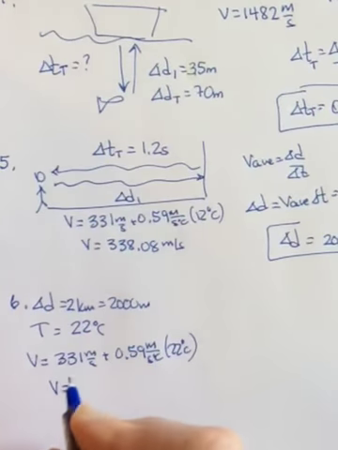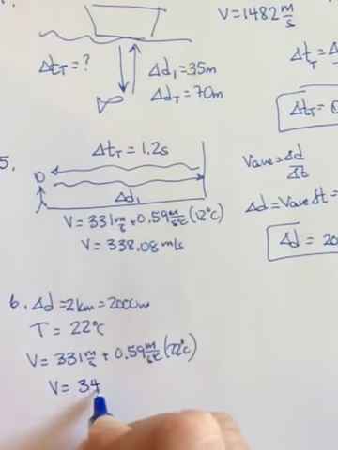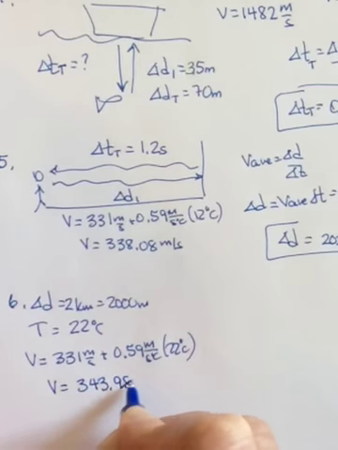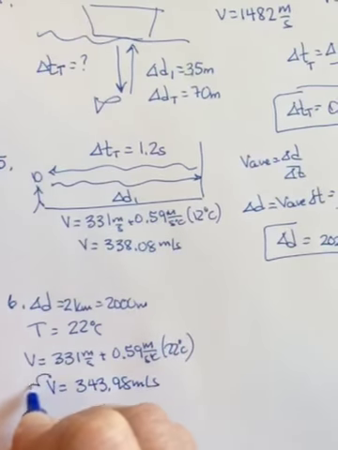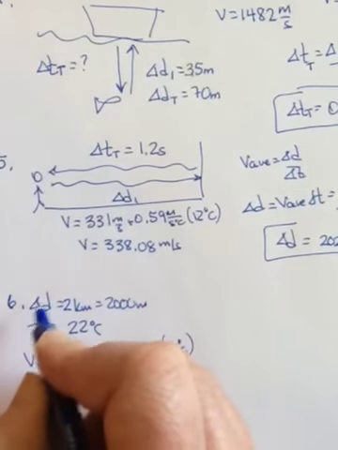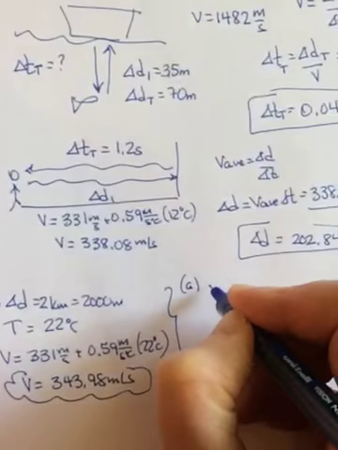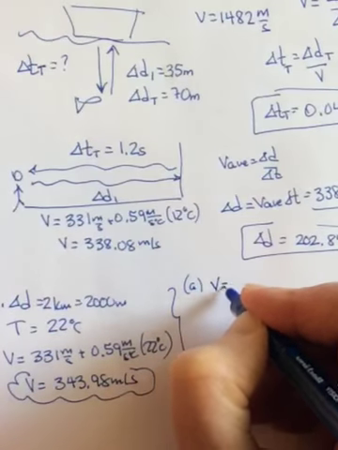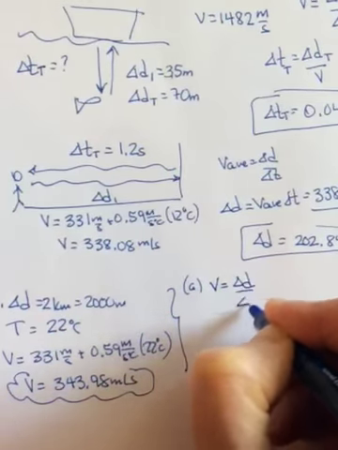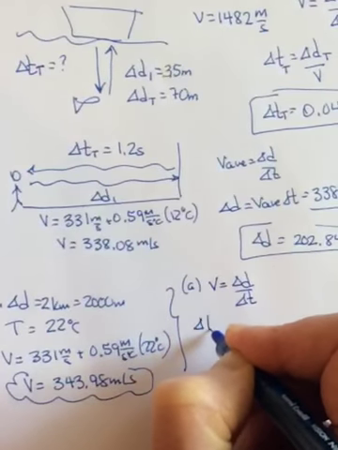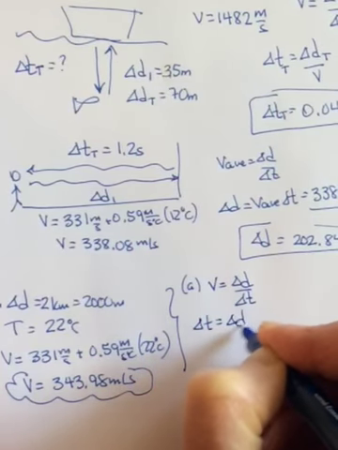So my speed is 343.98 meters per second. Okay, so I have my speed and I have my distance, and in part A it wants to know how long it is going to take for the sound to travel. So V equals delta D over delta T, so delta T is equal to delta D over V.